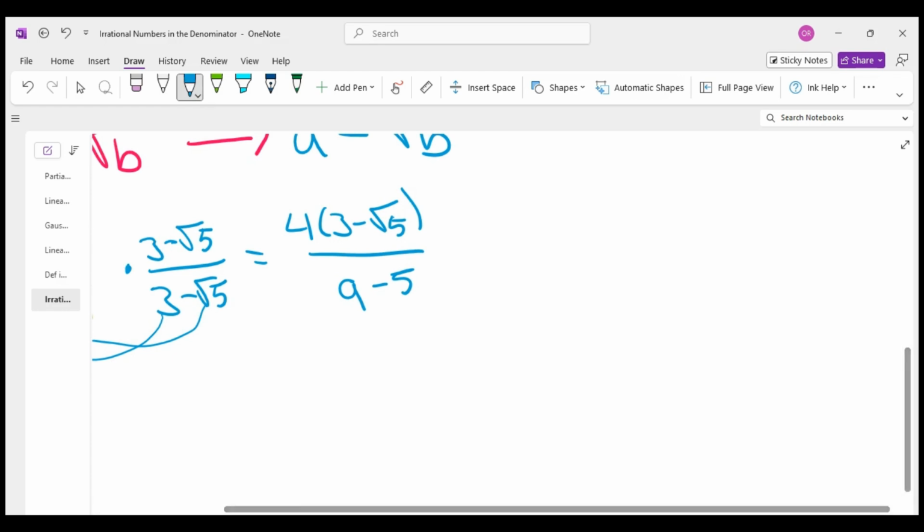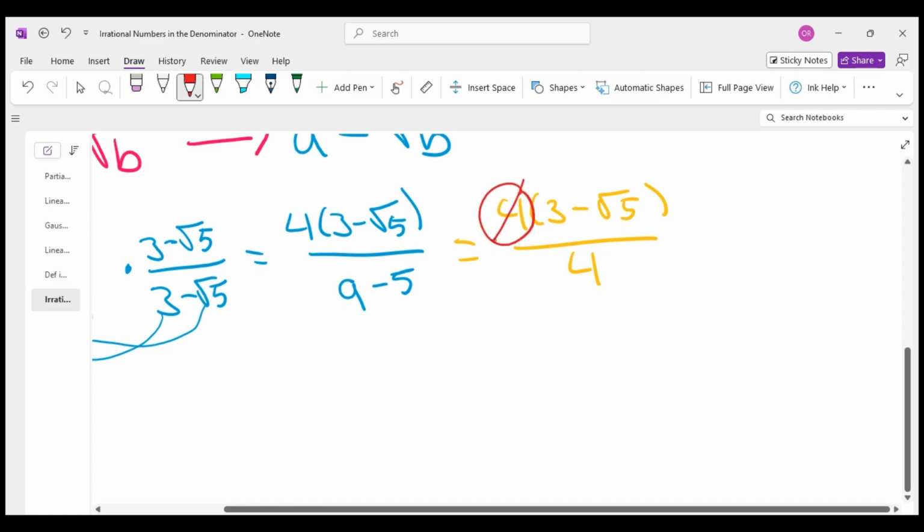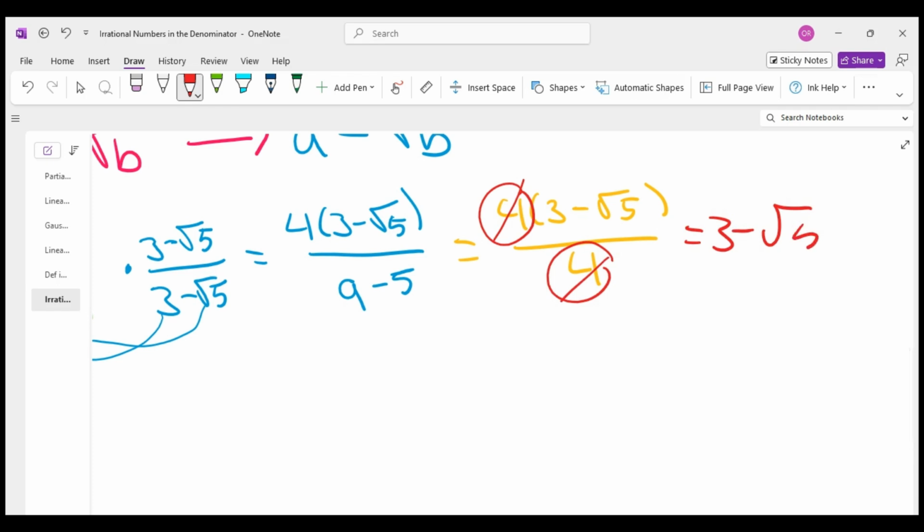So going from here, I'm just going to do the denominator first, so we'll have 4 times 3 minus the square root of 5 over 4, because 9 minus 5 is 4. And then, since these now cancel out, these 4s will cancel out, you're just left with 3 minus the square root of 5 as your answer.